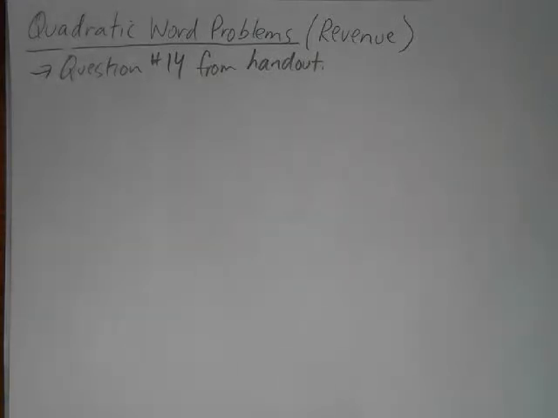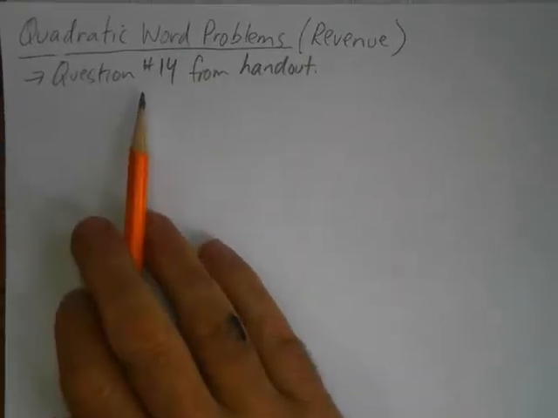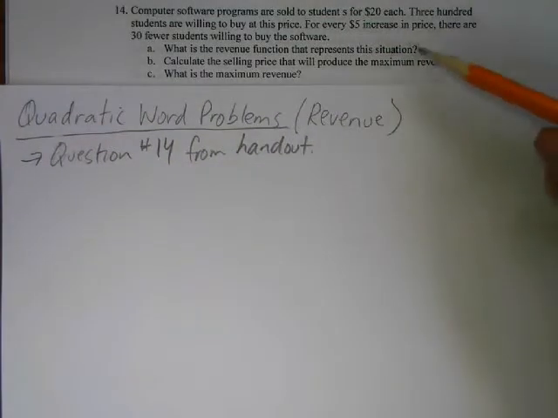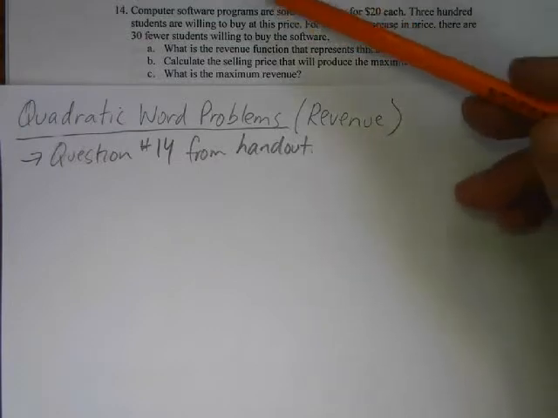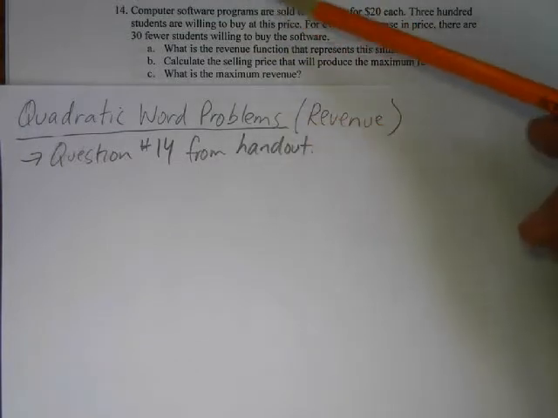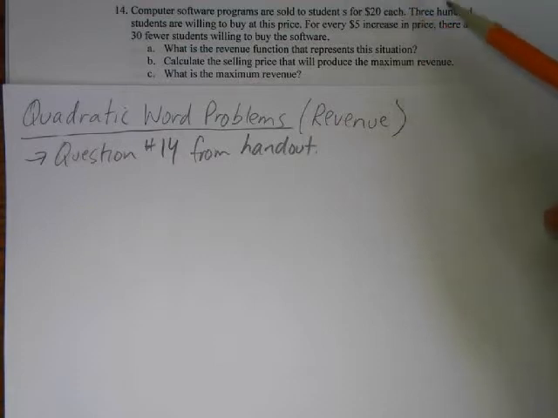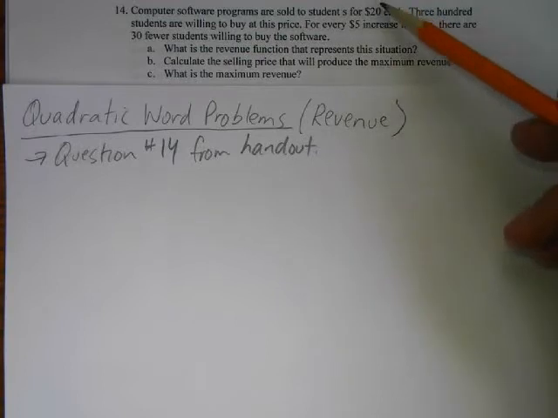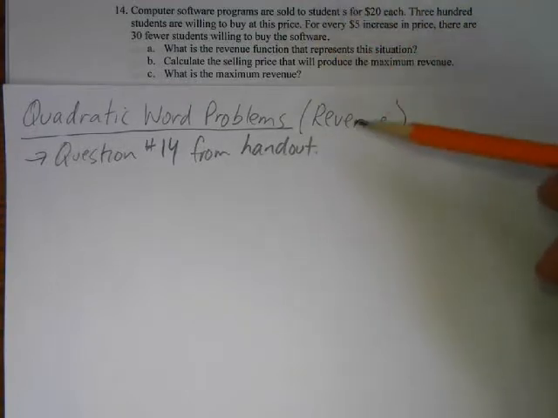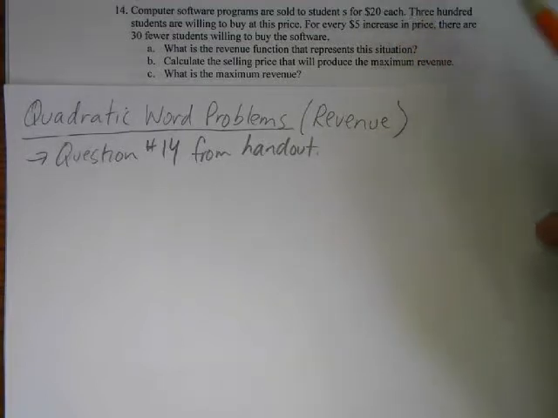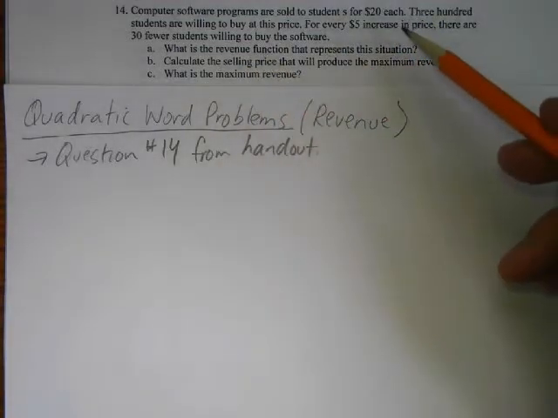Okay, so we're going to take a question from the handout. So that's one less that you have to do. This one says computer software programs are sold to students for $20 each. 300 students are willing to buy at this price. So at $20, 300 will buy the software. For every $5 increase in price, there are 30 fewer students willing to buy the software.